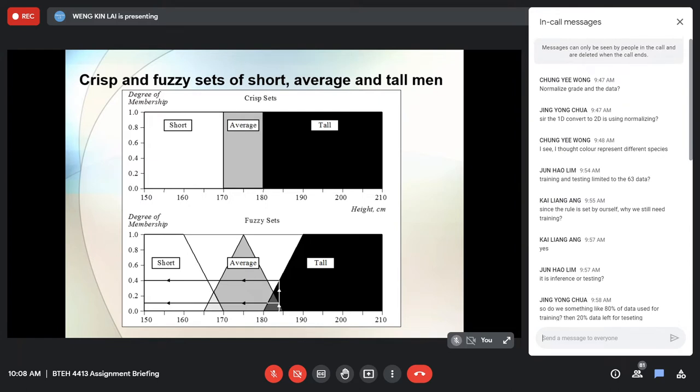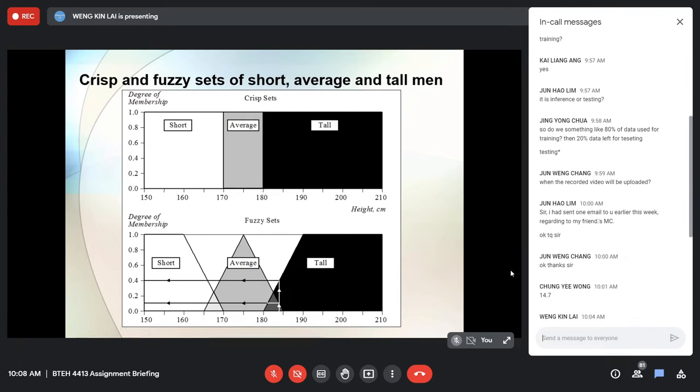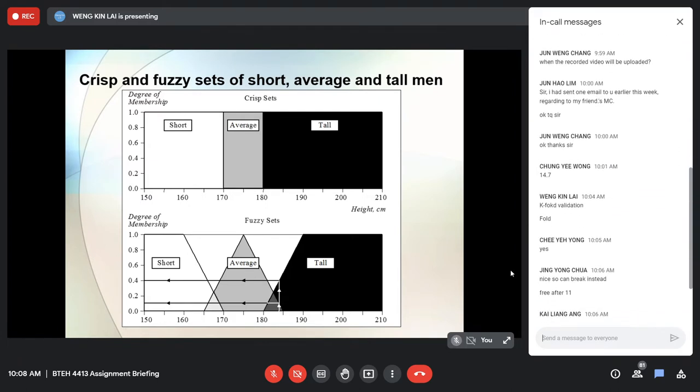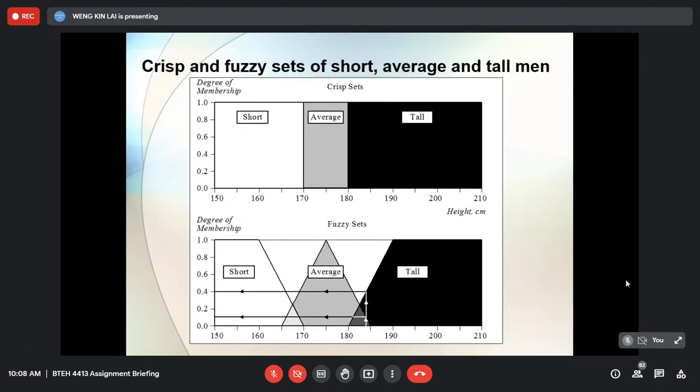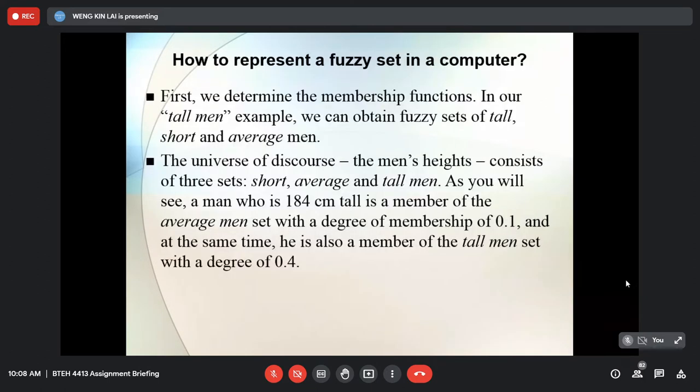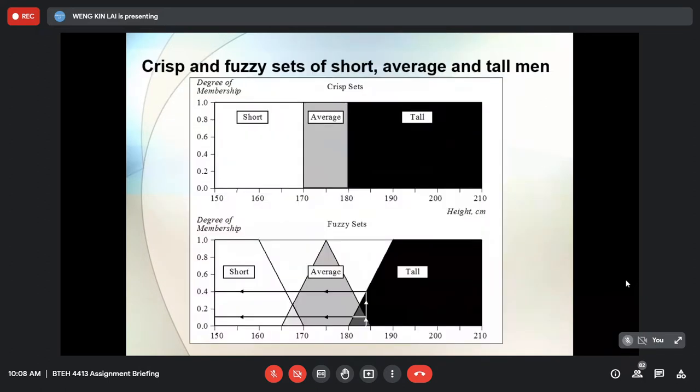Okay, a quick recap. I think this is where we stopped the previous week, looking at fuzzy logic and fuzzy sets, and how to represent them. Okay, so let's look at the crisp and the fuzzy sets for the short, average, and tall man.